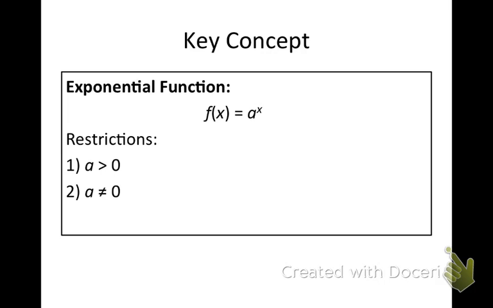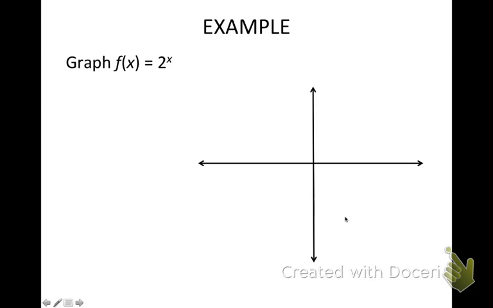Okay, so if we had a base of 0, then everything would just come out being 0, which really wouldn't be a function. So when you have an exponential function, we know that the base needs to be a positive number, and this number cannot be 0. So the first thing you're going to have to be able to do is graph an exponential function.